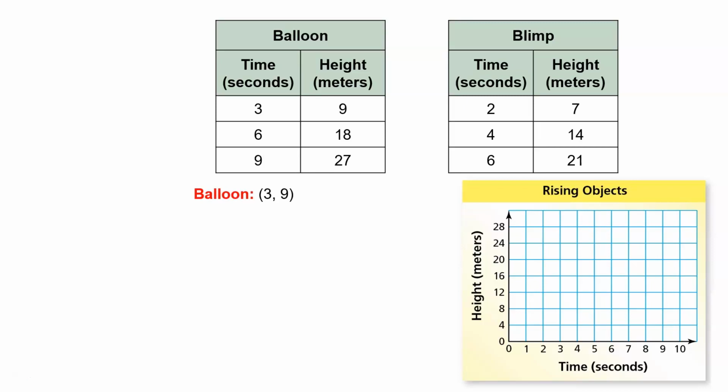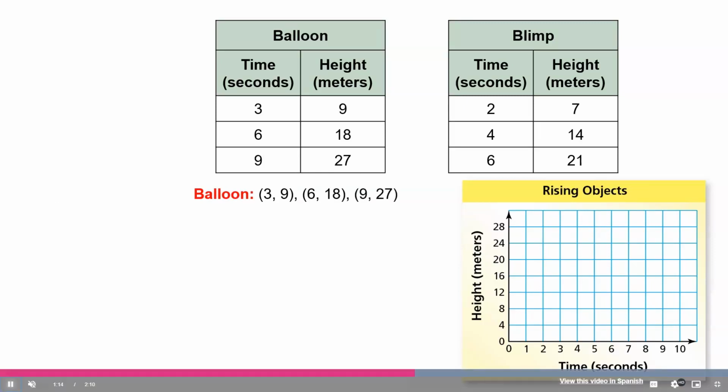Now, I'm going to pause this shortly. We look at our table. 3 to 9 makes my coordinate point 3 to 9. 6 to 18 makes 6 to 18. 9 to 27 makes 9 to 27. Real quick, what are my coordinate points for the blimp? 2 to 7. 4 to 14. 6 to 21. So we're going to graph those.